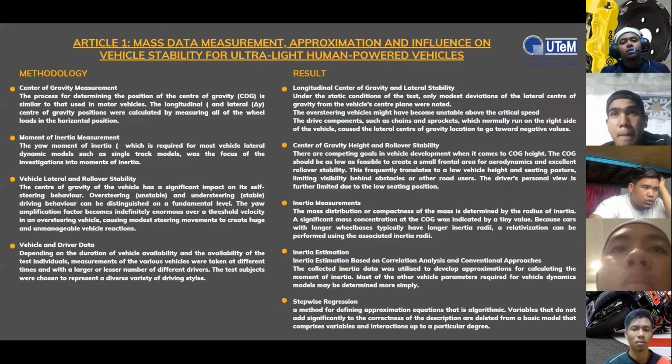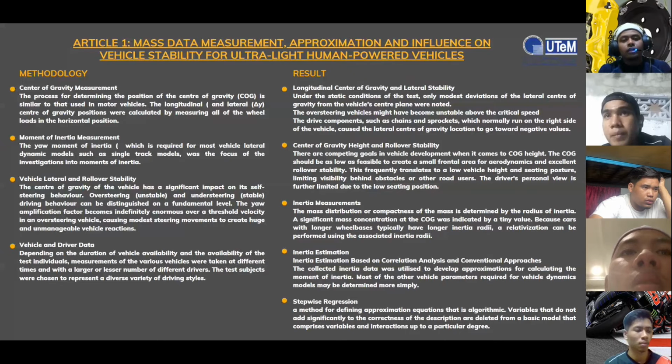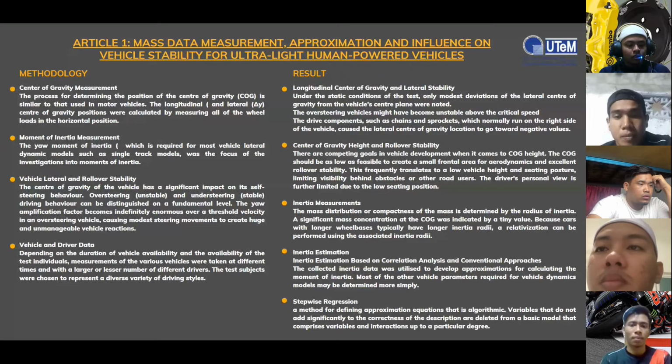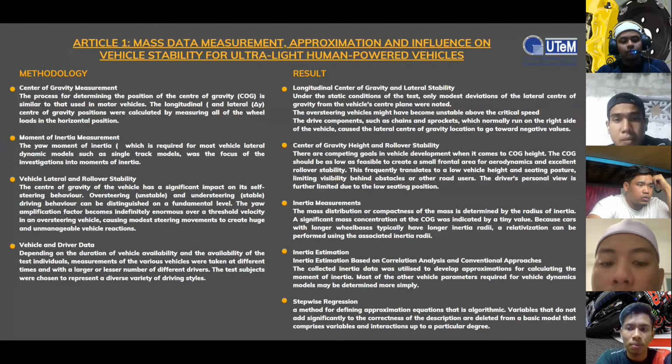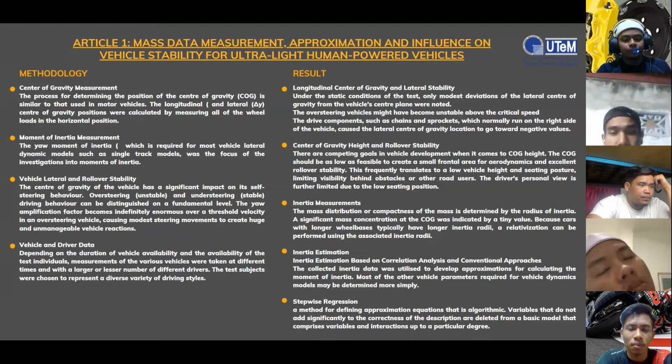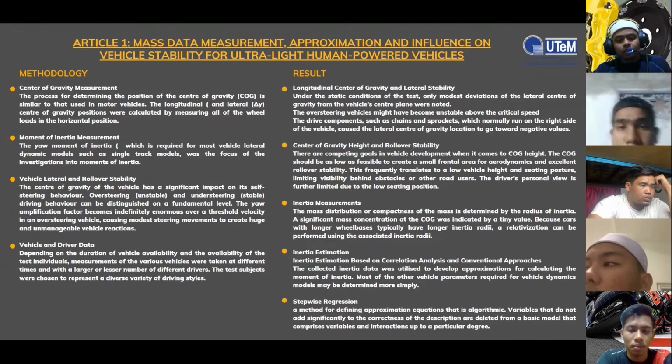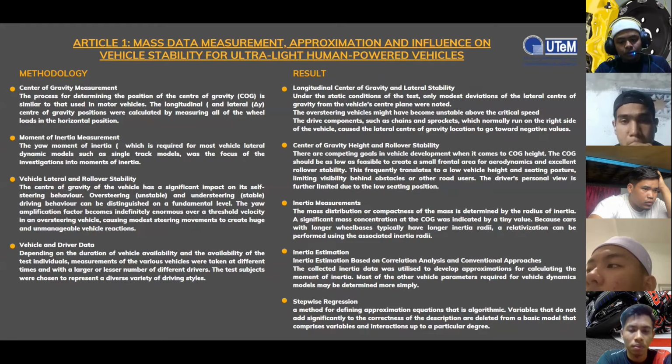Okay, for the result, longitudinal center of gravity and lateral stability. The oversteering vehicle might have become unstable above the critical speed. Okay, next, center of gravity height and rollover stability. The center of gravity should be as low as feasible to create a small frontal area for aerodynamics and excellent rollover stability. Next, inertia measurement. A significant mass concentration at the COG was indicated by a tiny value.